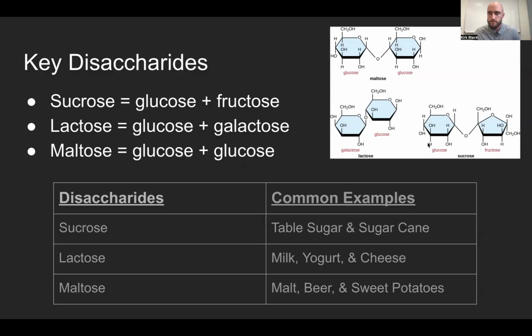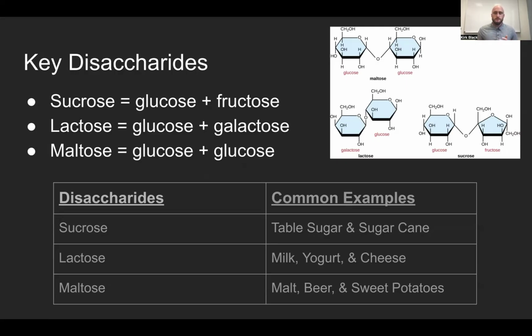As you can see, I provided a picture right here. You have glucose, you have fructose, and they're very different molecules, but when you put them together, they do make sucrose. And these can be found in things like fruit, like sugar cane. Certain vegetables have high sucrose concentrations.